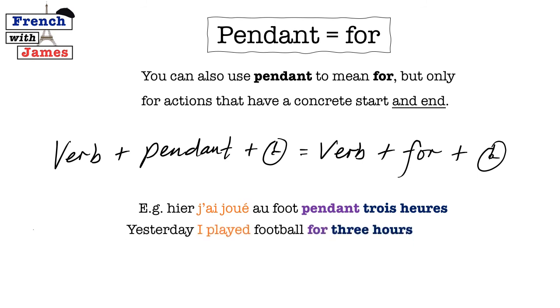And as I said, pendant can mean during, but it wouldn't sound as natural in English to say yesterday I played football during 3 hours. But you could say, for example, je joue au foot pendant les vacances. I play football during the holidays. So it can mean during, but with a specific time frame like 3 hours or 3 days or 10 minutes, it's best to translate this one as for.